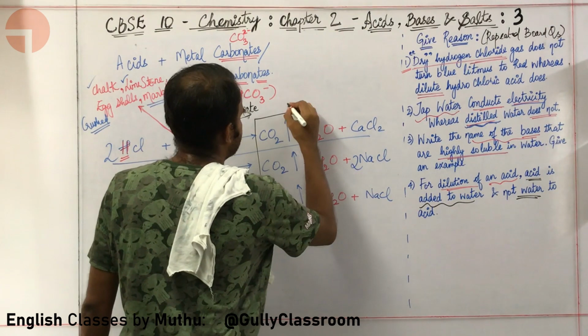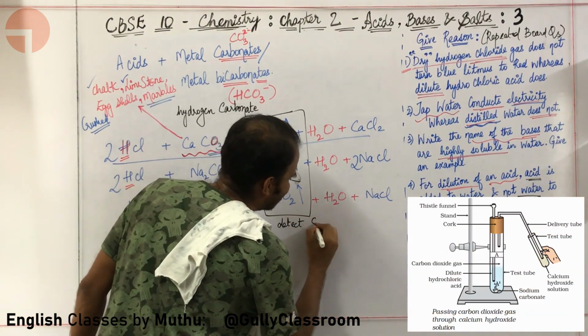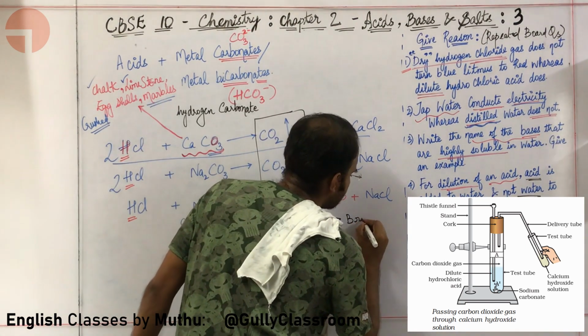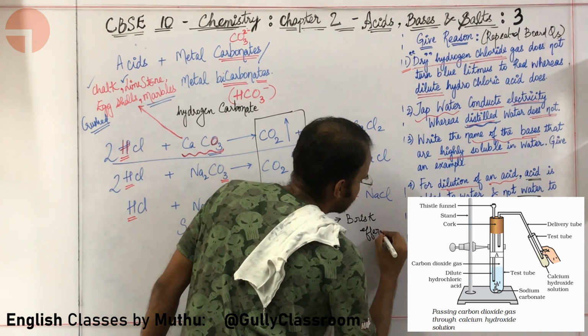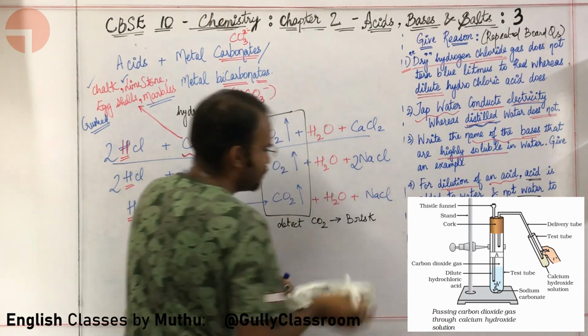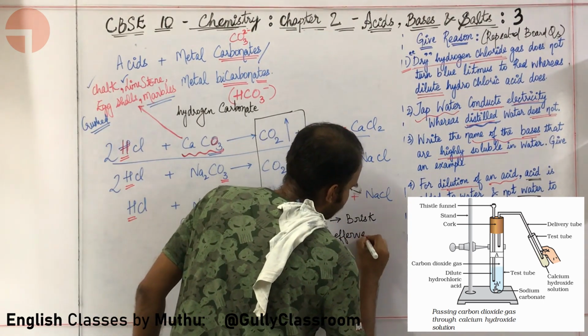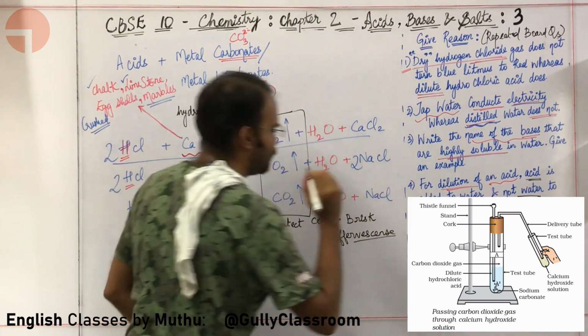This carbon dioxide needs to be detected. How are we going to detect carbon dioxide? Carbon dioxide will usually give a brisk effervescence. Let me write it once more. Brisk effervescence. So carbon dioxide will give brisk effervescence.